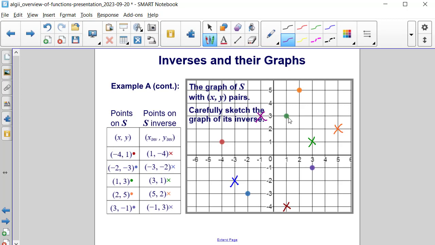Notice I'm traveling from the original point to its inverse on this diagonal line, and it's always shown on this diagonal line as the path from one to the other. That's not happening by accident. We are actually reflecting our original point about the line y equals x to find its inverse point. So let's actually draw that line of reflection in our coordinate plane.